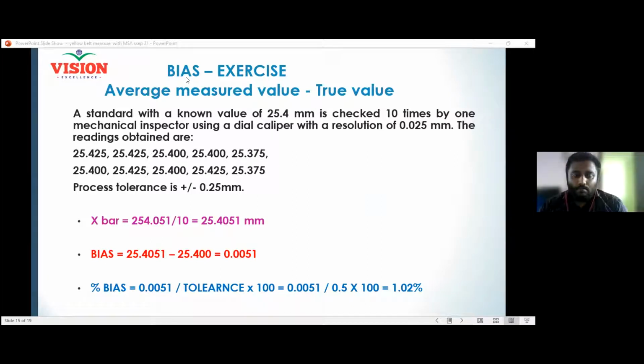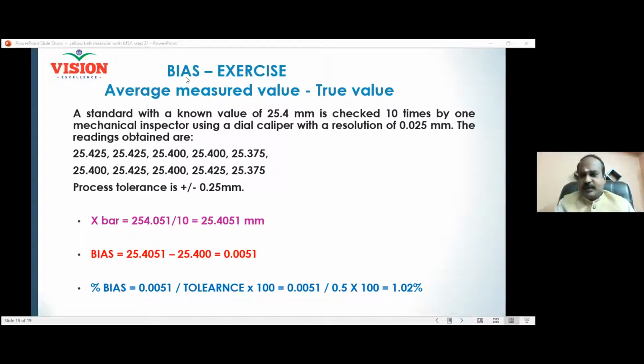We calibrate the equipment, right? Suppose my watch is running 10 minutes fast. So bias is 10 minutes. Is the bias positive or negative? Positive bias. When the time is 2 o'clock, it tells 2:10. So bias is positive. Now, how will I correct it? I will adjust the timing, and that is what we call calibration.